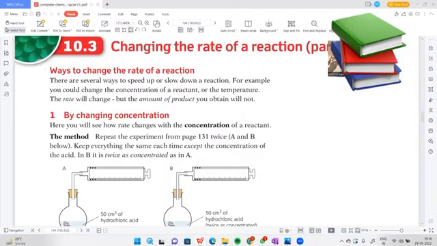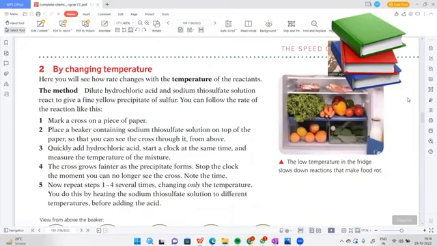By changing the concentration, okay. What is the meaning of concentration here? What do you mean by that? Ma'am, we have done this. We have done this part. Fine. Well and good. Changing of temperature, we have done it.